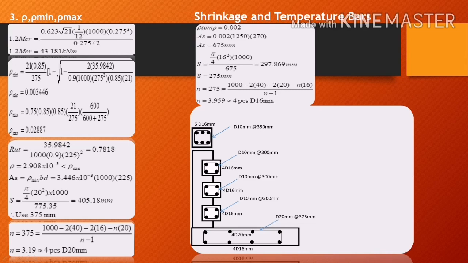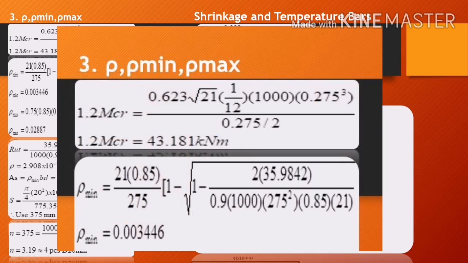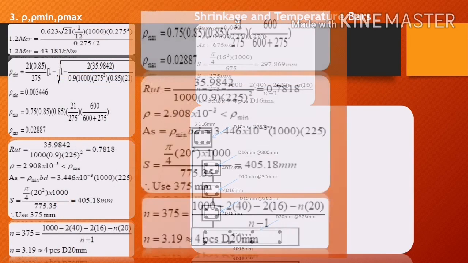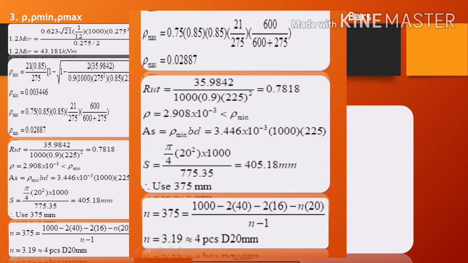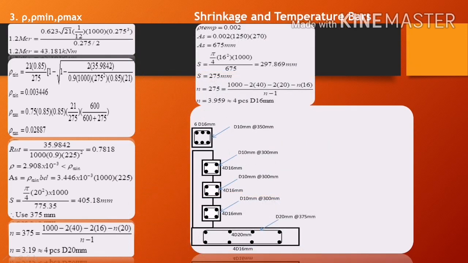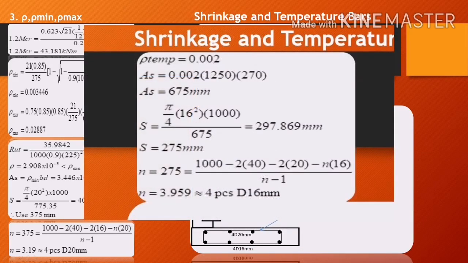The same formula was used to compute for the Mcr and the minimum steel ratio, and it is valued at 4.43181 and 0.003446 respectively. Maximum steel ratio is computed with 0.75 times 0.85 times 0.85 fc' over fy times 600 over 600 plus fy. Maximum steel ratio is equal to 0.02887. For the shrinkage and temperature bars, rho temperature is equal to 0.002.